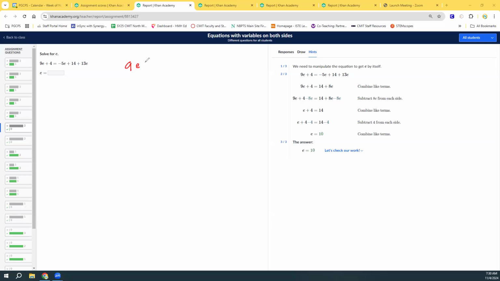Same strategy. In fact, for all of these, we're going to be doing the same thing. So here I have my new equation. Here's my equal sign, so I draw the line. And I'm going to put my variable terms over here. I got the 9e. The negative 5e is going to become positive 5e. And the positive 13e is going to become a negative 13e because they're going over the line. 4 over here is going to become a negative 4. And then I'll just bring down the 14.